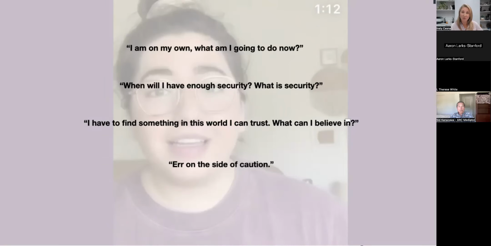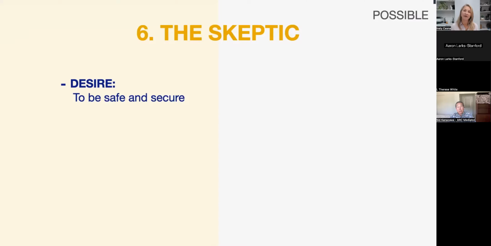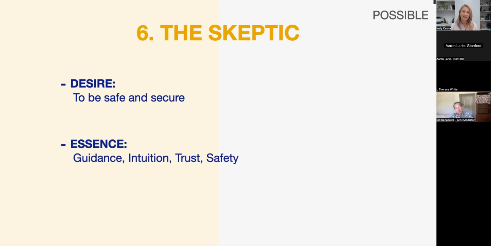So we tend to err on the side of caution. We become very, very cautious. And we're always like, what are they up to? What's behind this? What's going on underneath that? The red flags is we become highly positional, kind of paranoid, going from one idea to another, one question to another, panicky, instilling fear, and sort of a rebel and an authoritarian, suspicious of everything, and very argumentative. Those are red flags. But what's underneath this pattern is just really a desire to be safe and to be secure. The essence here is the essence of guidance, intuition, and trust.